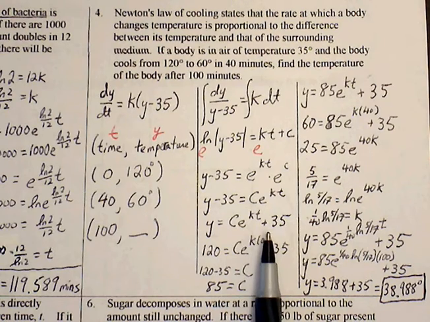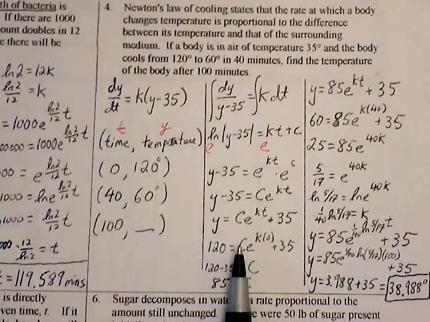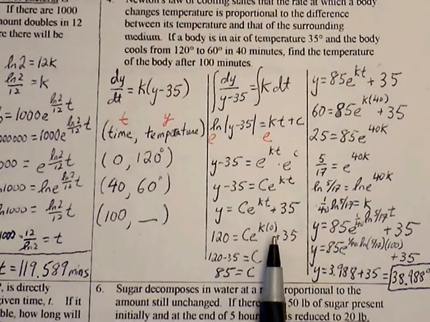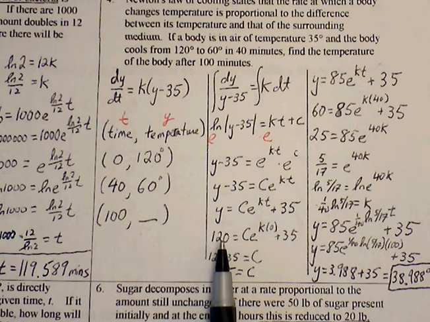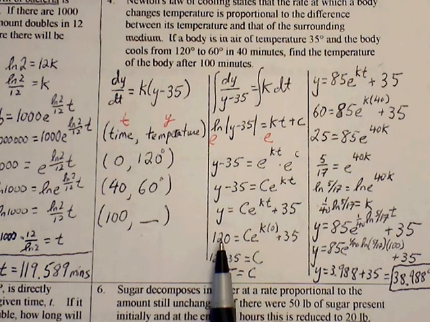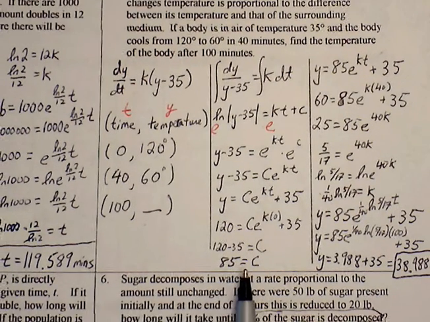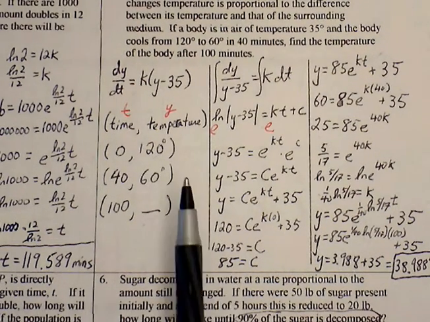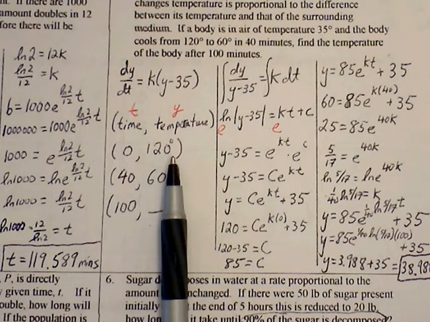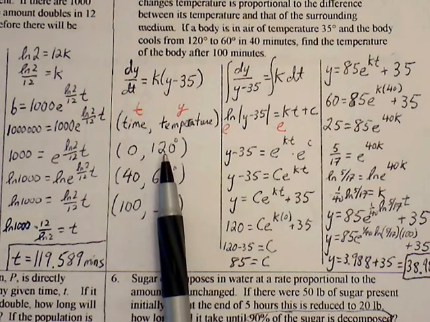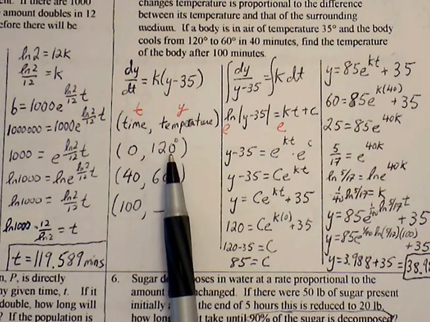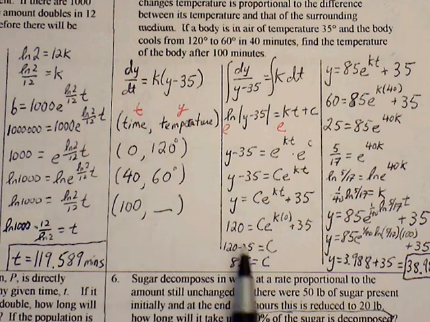Plug in the ordered pair. So 0 plugs in for t, for time. 120 plugs in for y. So 120 is equal to c times 1 plus 35. So c is equal to 85. Okay, so notice that in your ordered pair, your y value is not necessarily always going to be the c value, as demonstrated in this case. Here, the c value is 85.